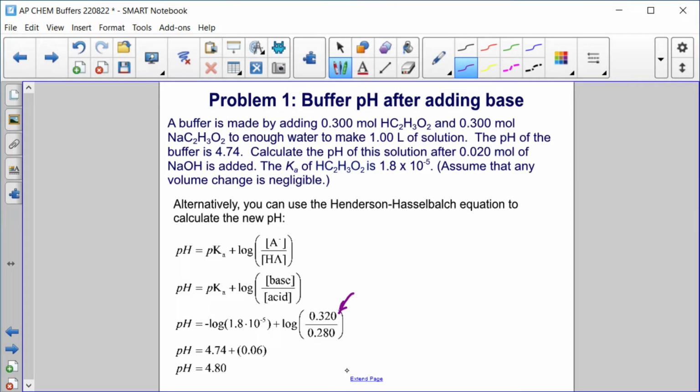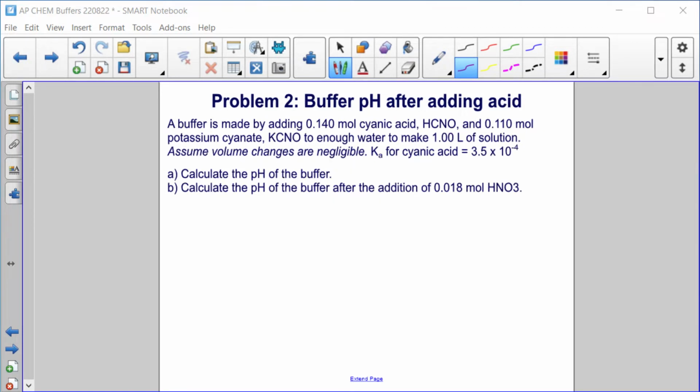And I just want to point out again, in this problem, we found number of moles, but it's in a 1 liter solution. So moles per liter, the moles and the concentration would have the same numeric value. So then the pH in this case is 4.80, which is the same result we got using the equilibrium expression on the previous slide. Problem 2, buffer pH after adding an acid.